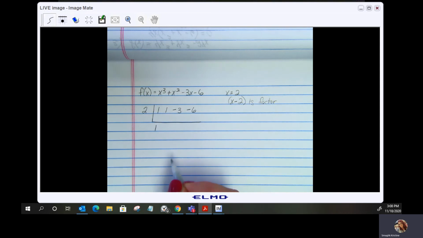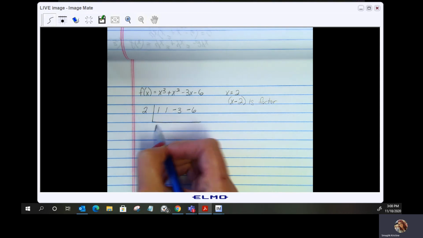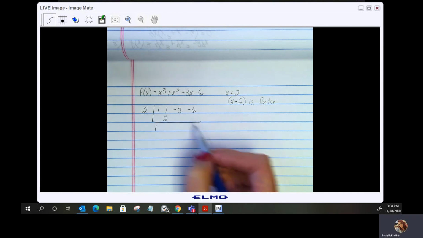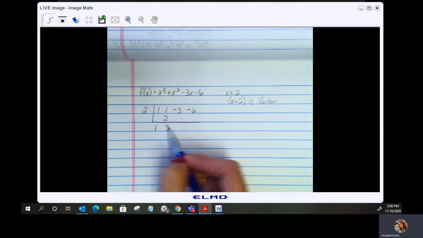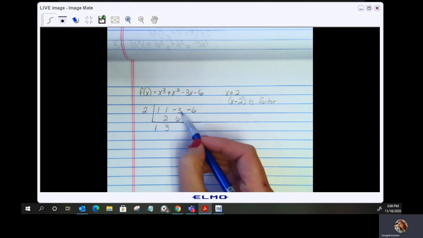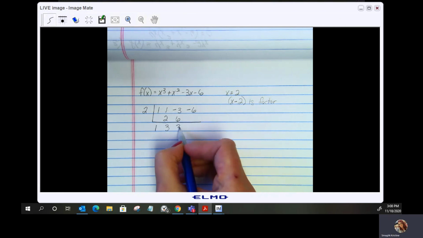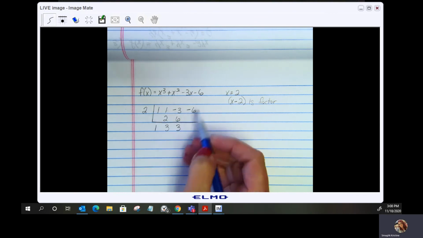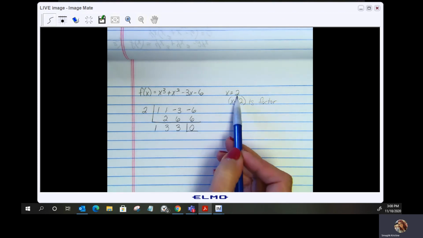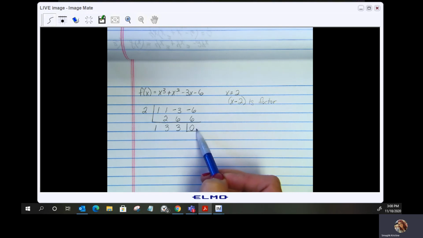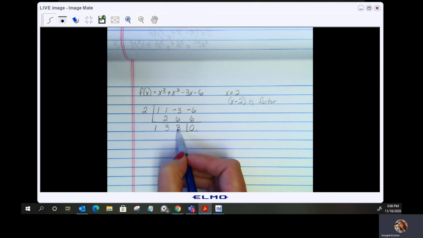We have a 1. Now here we go. Let's multiply. 2 times 1 is 2. Now we add. 1 plus 2 is 3. 2 times 3 is 6. -3 plus 6 is a +3. 2 times 3 is a +6. And when I add those, I get 0, which I should. That's my remainder. And if I already know that this is a factor, I should definitely get a remainder of 0.